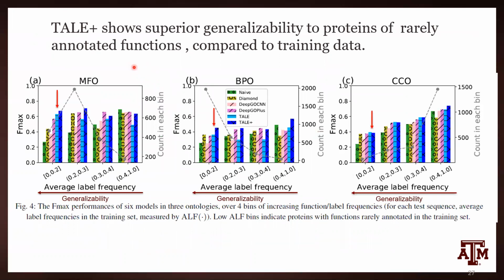And finally, we show the different models' performance based on the labels. So here, similar to the sequences, we split the test set into 4 bins based on the average label frequency, which actually defines the label similarity of each test sample against the training set. So as we can see here, for this left bin, which means the low label similarity, TEL and TEL plus actually show the superior performance against all other methods. Then that means our methods have shown the superior generalizability to proteins of rarely annotated functions compared to the training data.